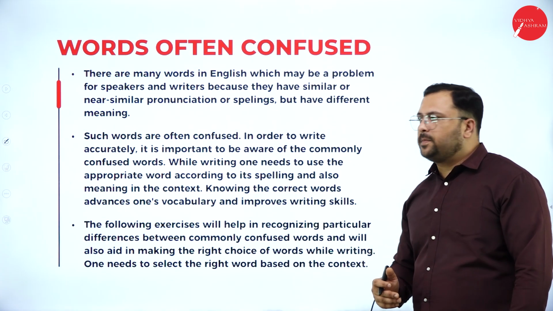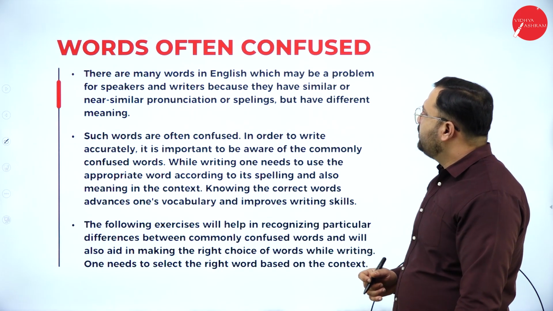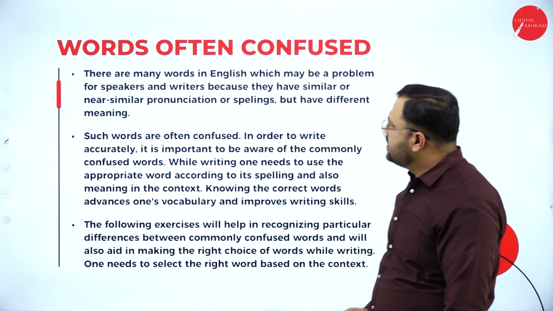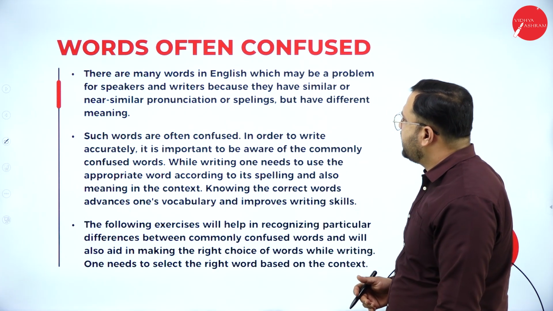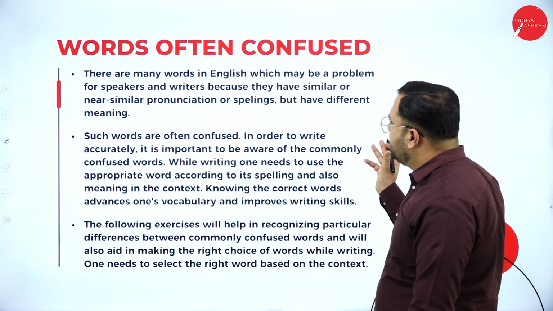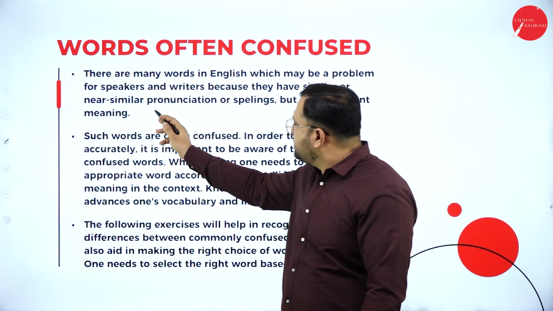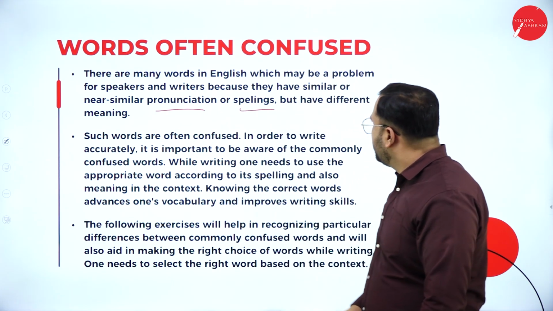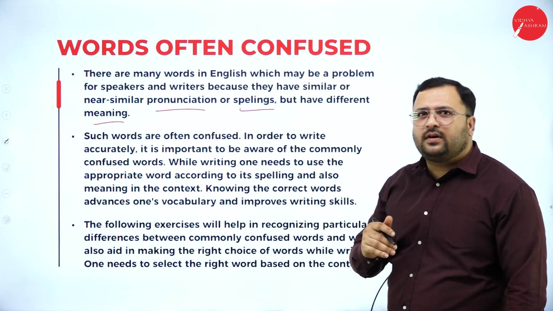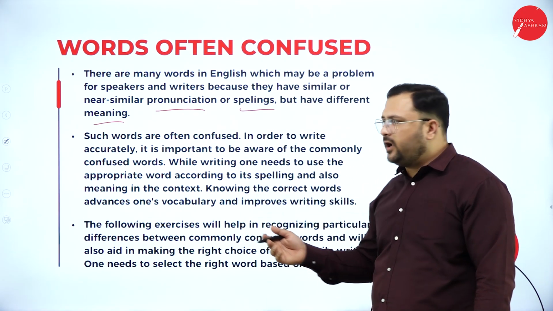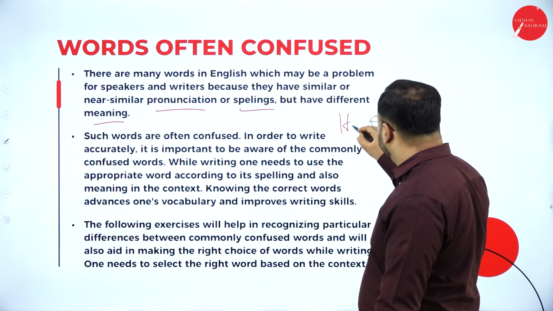Moving on to the next topic, words often confused. Here, read this. There are many words in English which may be a problem for speakers and writers because they have similar or near similar pronunciation or spellings but have different meanings. So you might have read about these kinds of words. They are called homophones.